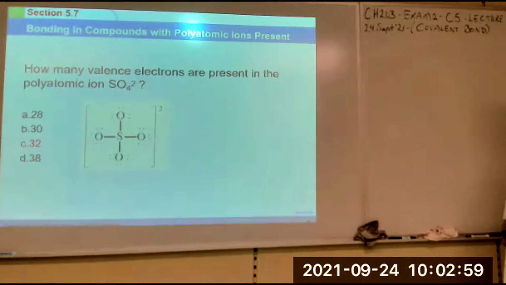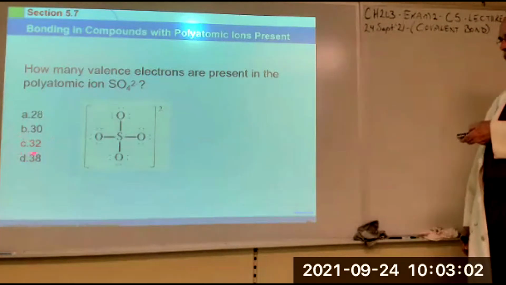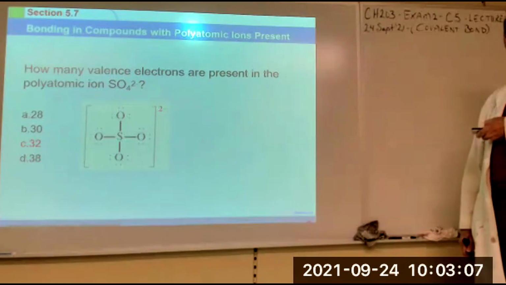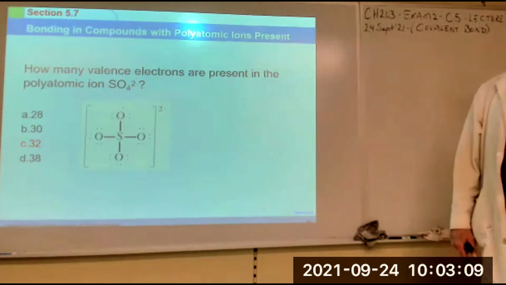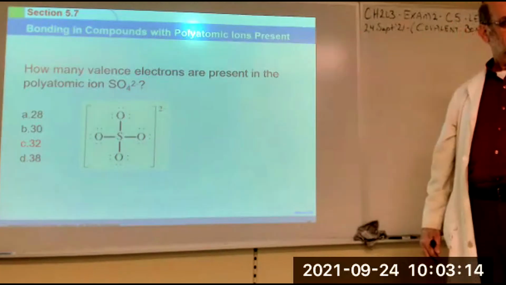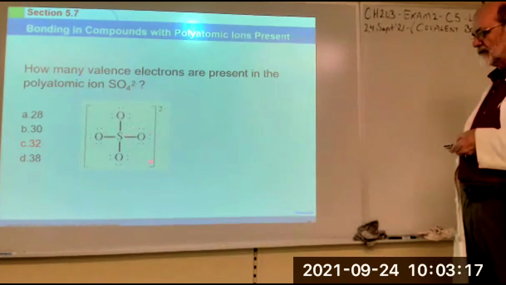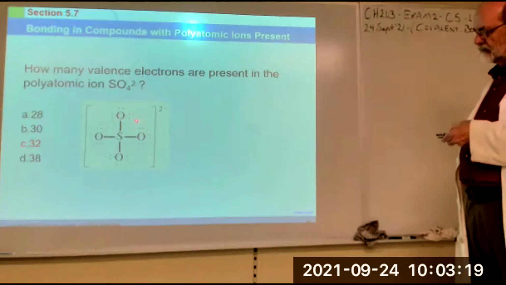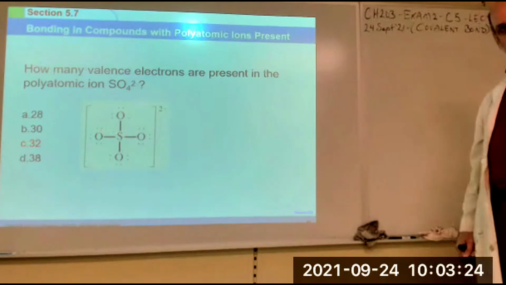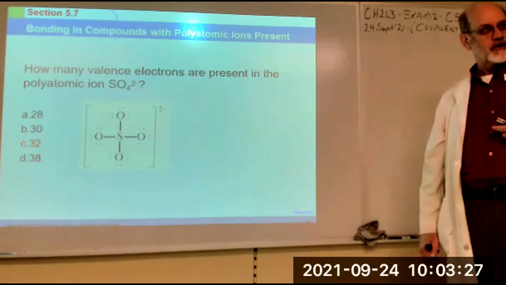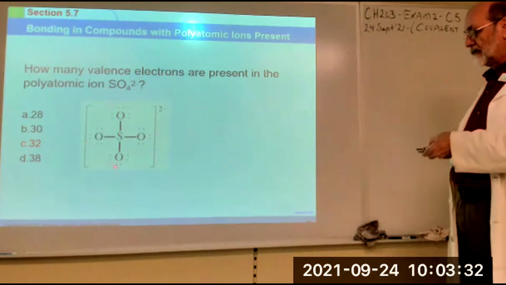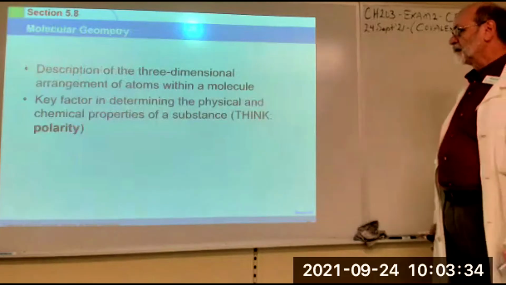Let's see. We counted those up earlier, didn't we? 32. Don't forget to add the charge in there. Those two electrons that are forming that charge are spread over the entire molecule. They're somewhere in there. Well, actually, they are in there somewhere. It's just that the balance of charge is in favor of 2 extra electrons. But every electron is accounted for here.